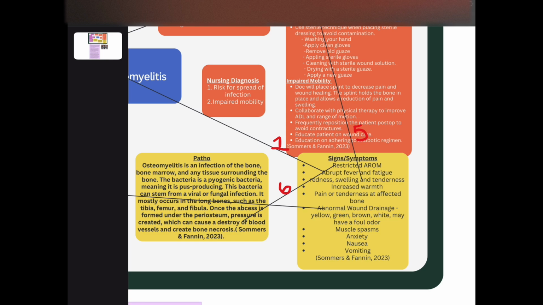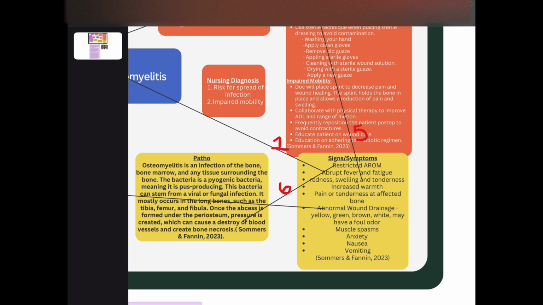And of course, if this is a sign and symptom, we'll speak on this later about the assessment and the abnormal wound drainage. We have to remember this bacteria is a pyogenic bacteria, meaning that it is pus producing. So that's where we have that coming from.